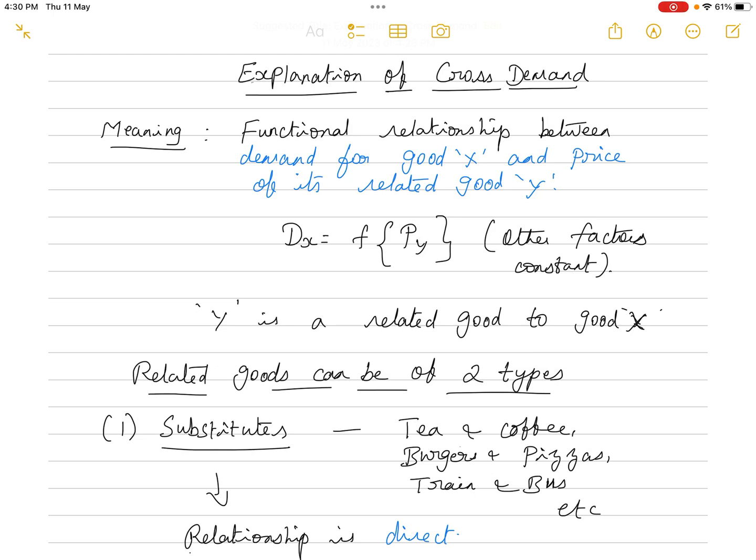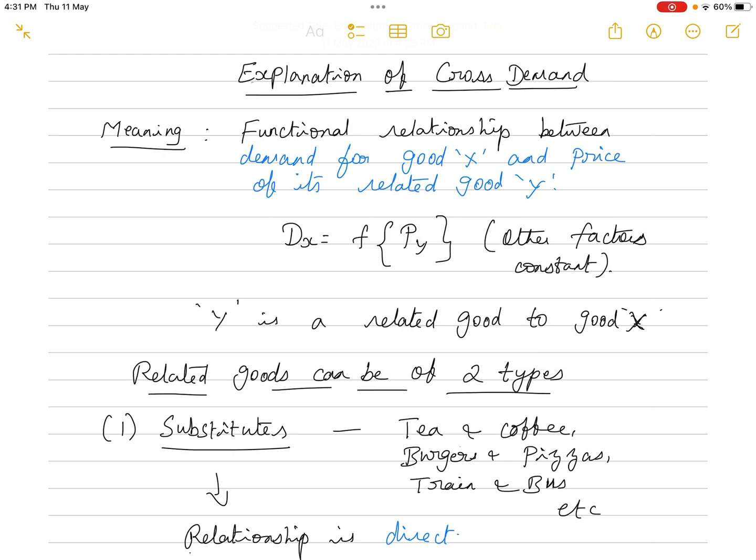Other factors remaining constant. Whenever we say other factors constant, this is a constant assumption, ceteris paribus. All the laws of economics say that ceteris paribus assumptions are there. Ceteris paribus means other factors remaining constant. We know there are many factors affecting the demand for a commodity apart from price, isn't it? We finished the determinants of demand.